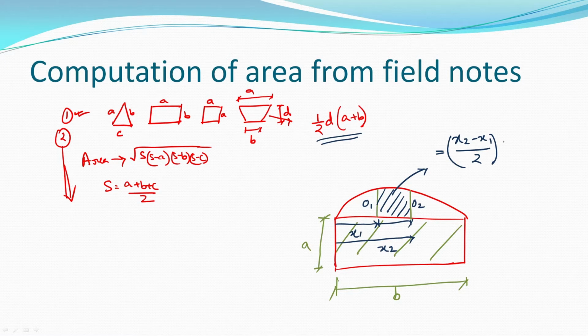So (x2 minus x1) by 2 into the summation of the parallel lines, that means the ordinates, O1 plus O2. So in this way you can determine the area. Similarly, you can determine this portion also, as well as this portion also. If you make the summation of both these two areas, you will get the total area. So in this manner you can compute the area from the field notes. Okay, so this is the concept of how you can determine the area using the field notes.